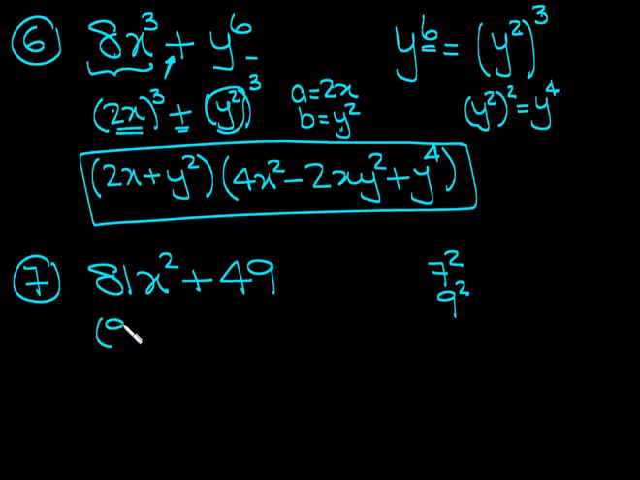So I can write that as 9x squared plus 7 squared. But at this stage, you should stop yourself and go, wait a minute, that makes no sense, because I don't have a formula for sum of two squares, do I?